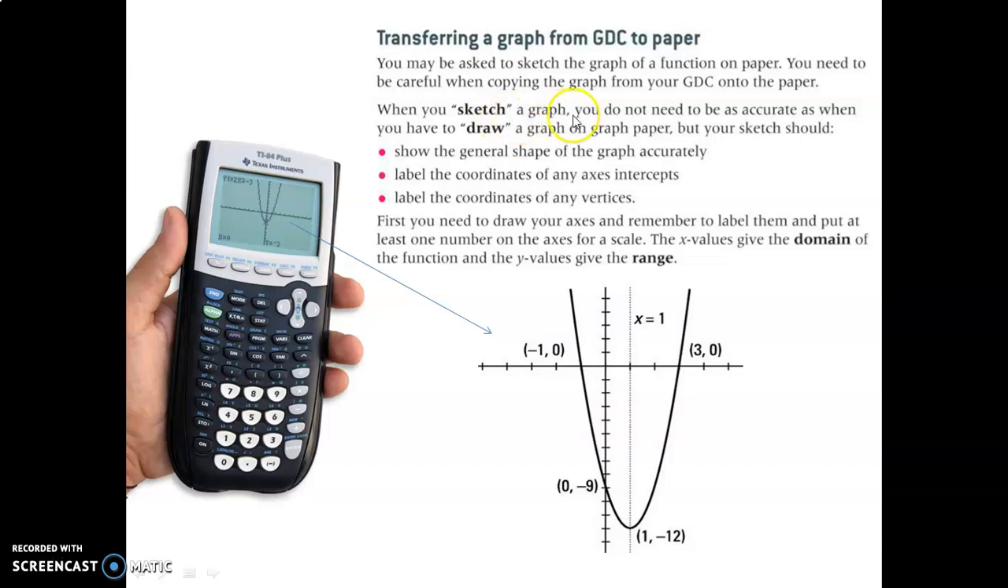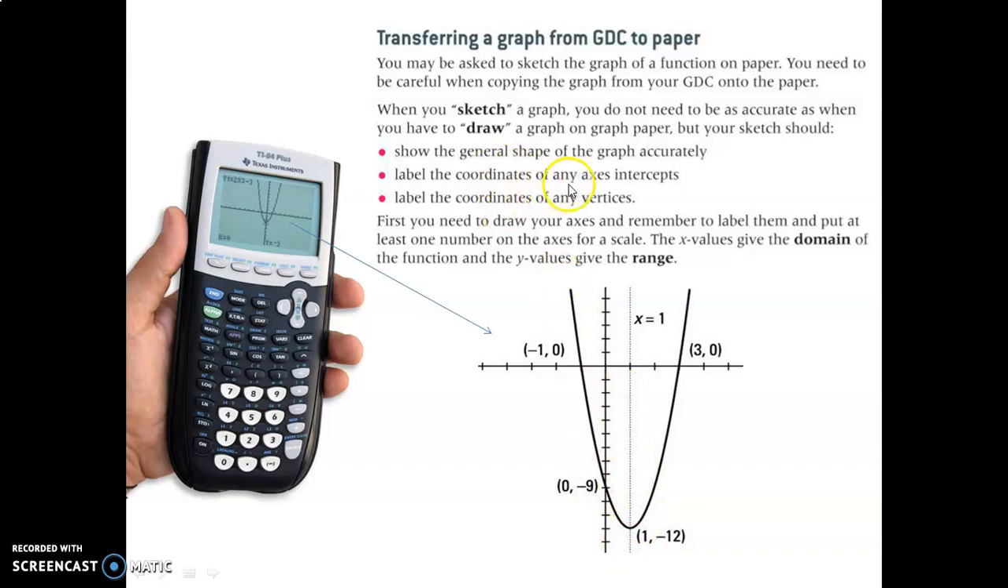Okay, it says when you sketch, it does not need to be as accurate as when you draw. So draw means a very detailed drawing of your graph, but sketch is usually what we'll see as our command term, and it means draw a sketch. It's a rough sketch, but it must include some things. So the sketch should include the general shape accurately. So you should do your best to draw a good curve and not make this triangular or something like that.